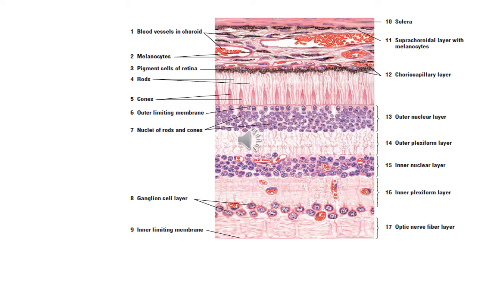Now in this diagram, this is how you are going to see it under the microscope. On the topmost layer, what you are seeing is the choroid layer along with the blood vessels which are present in it. Now you will start your diagram from where number 3 is written, that is the pigment cells of the retina. It is actually the retinal pigment epithelium.